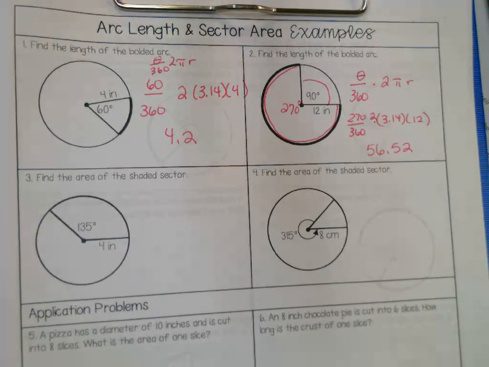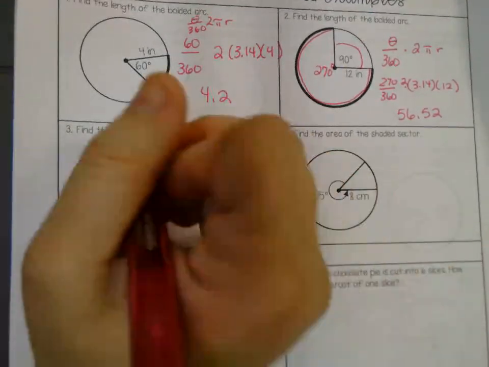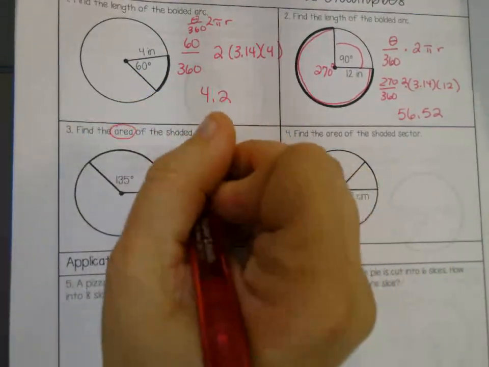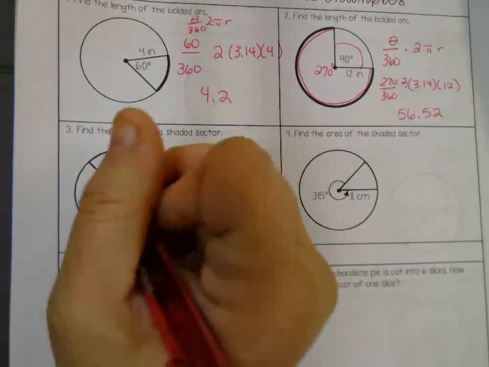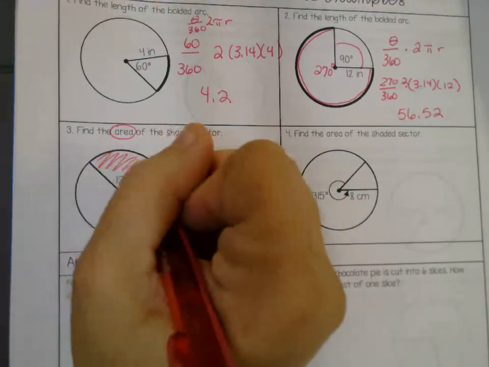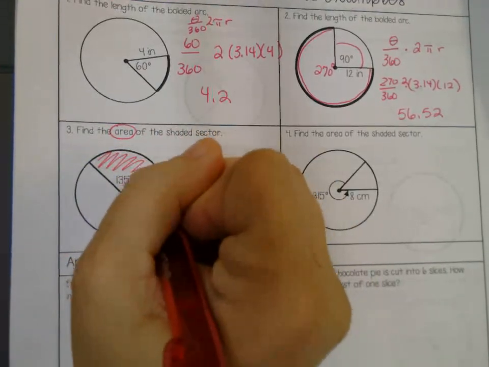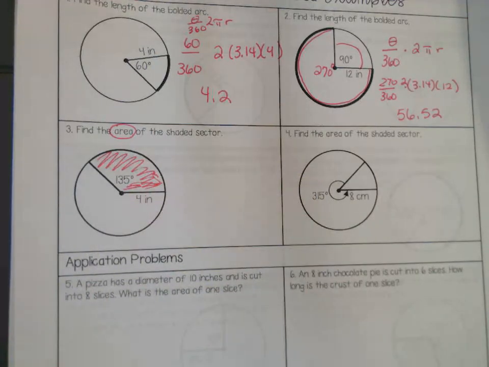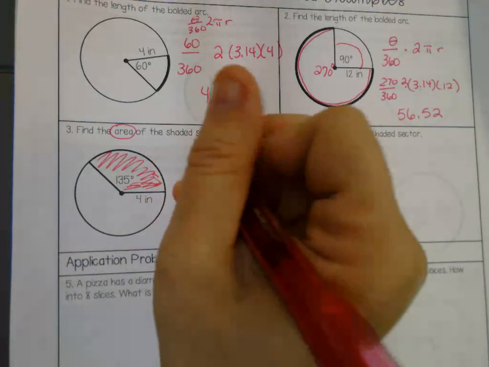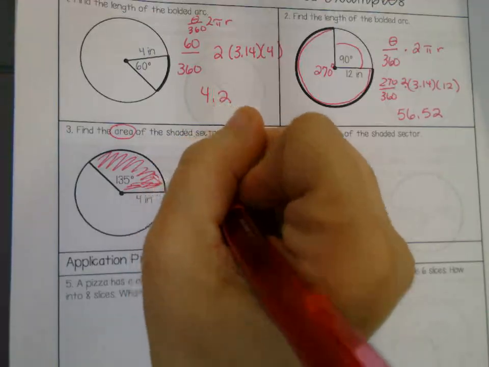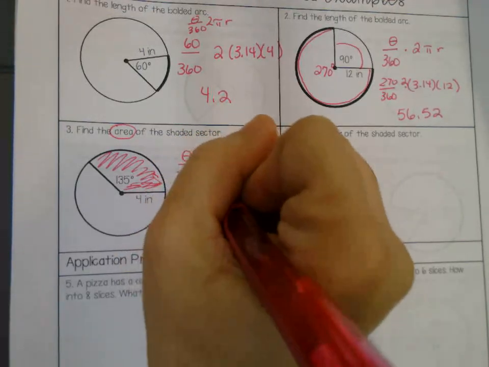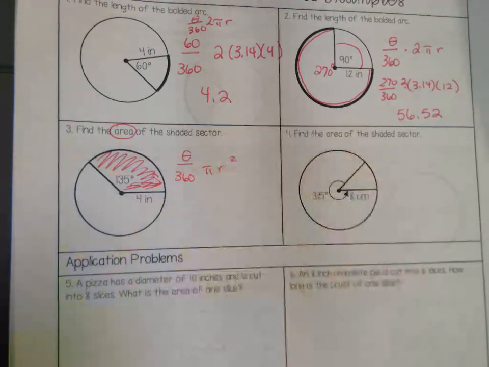Okay, moving down to number 3. It says find the area of the shaded sector. So I'm actually looking for this whole section right here. What's the area of this section? So to find area, you're going to use the formula, your angle measure over 360 times pi times my radius squared. So we're switching our formulas.